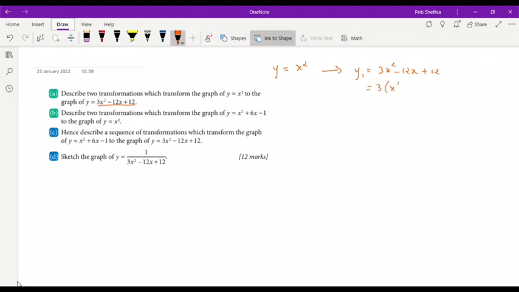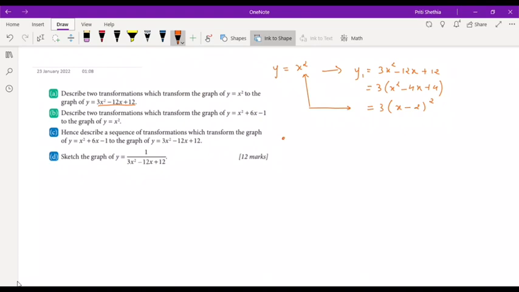Taking 3 common, this is equal to 3(x² − 4x + 4), which will be equal to 3 into bracket (x − 2) the whole square. Now see, it is very easy to figure out the translations from this part to this part. We can see that there is a horizontal translation of +2.